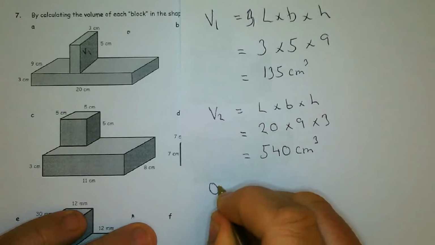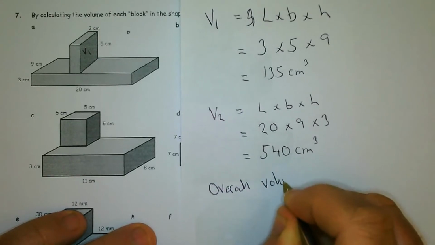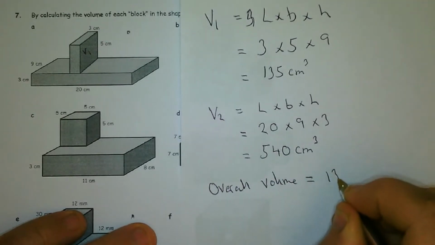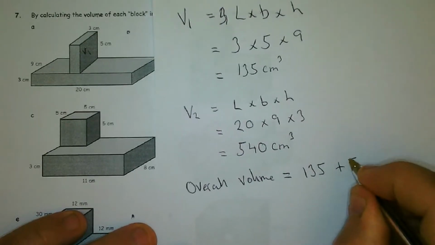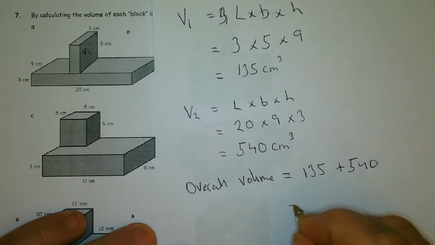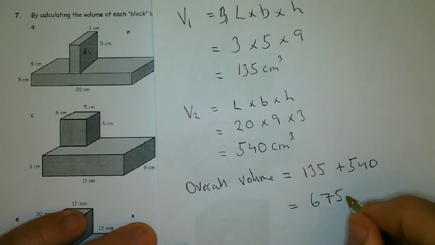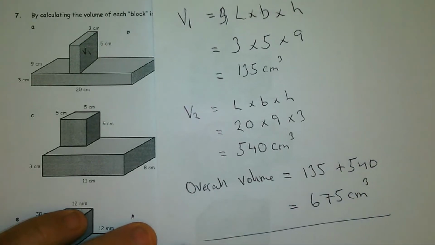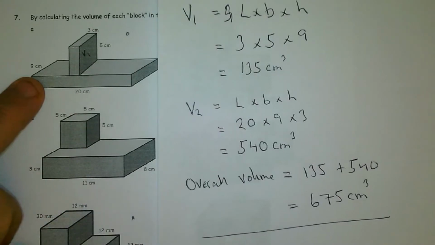So then a wee bit at the end, overall volume equals 135 plus 540, which would give you 675 centimetres cubed. Okay, so that's that one here.